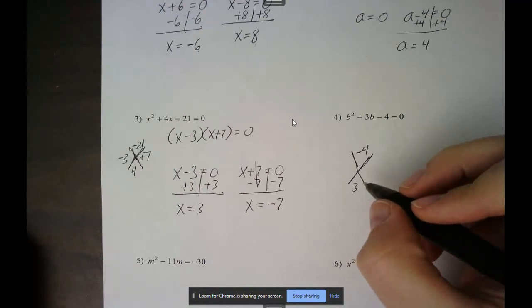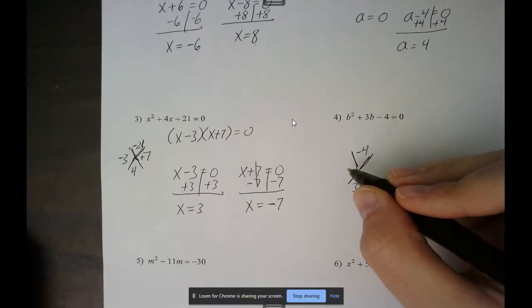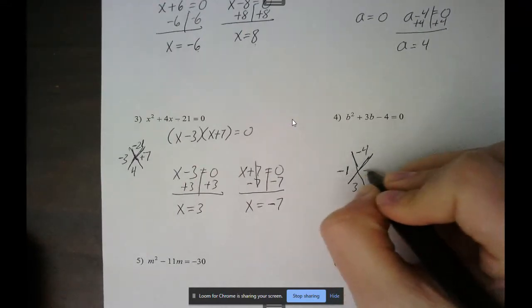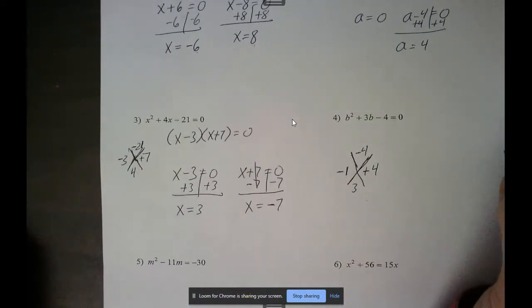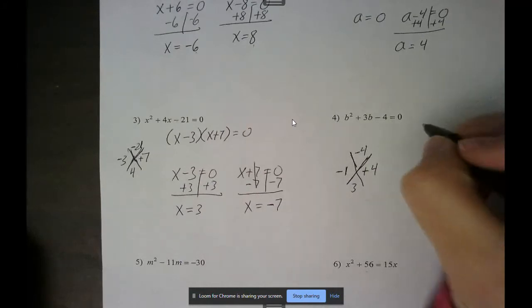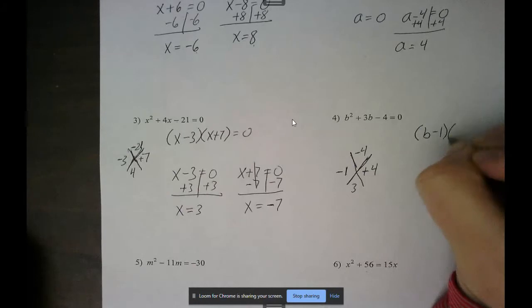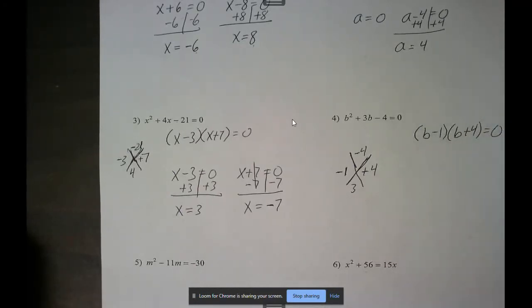Okay, now let me ask you a question. If I do a negative 4 and a positive 1, what's that going to add up to? Gotcha. So we got it backwards. So let's do negative 1 and positive 4. Okay? Now, Captain, I want you to think about the two numbers that you just said. In just a second, those numbers are going to come back. All right? So we have b minus 1 and b plus 4. And we're going to set that equal to 0.